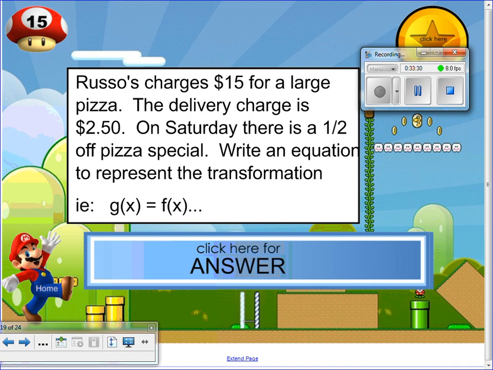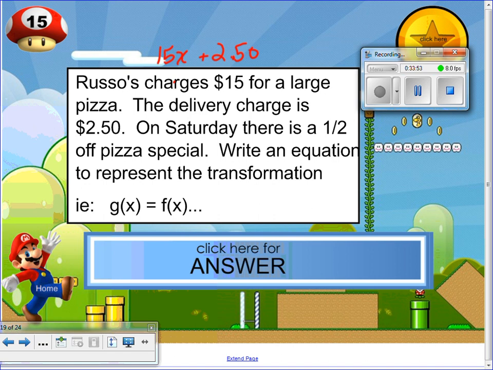Okay, we want to write the original equation first. The original equation, well, actually, let's see. It says write an equation to represent the transformation. We really don't need the original equation. What we have, if you were going to have one though, you're charging $15 per large pizza, so that would be 15x plus a delivery fee altogether, $2.50. So that would be your regular equation.